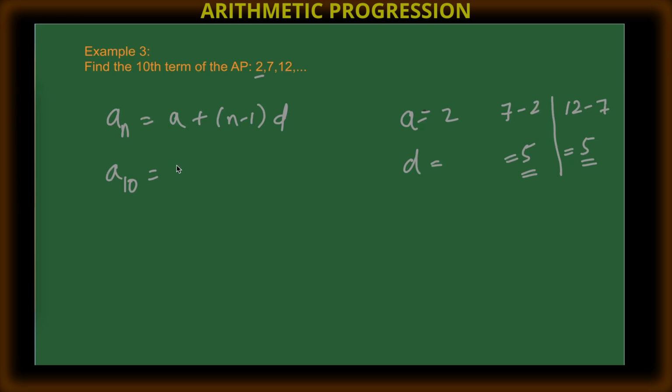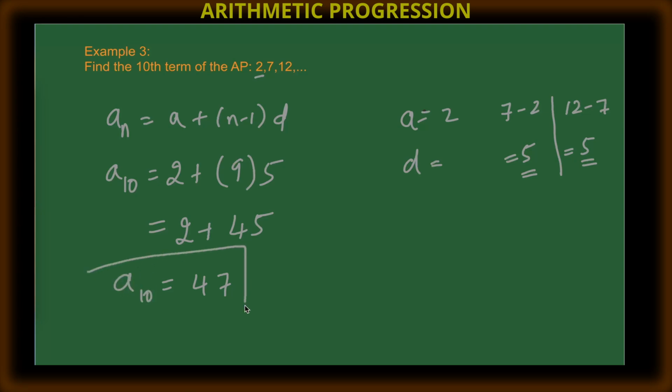So what is the value of a? The value of a is 2 plus n. n is nothing but 10. 10 minus 1 is 9, and the difference is 5. So 2, what is 9 5s? 9 5s are 45. Sorry, 47. So the 10th term is 47.